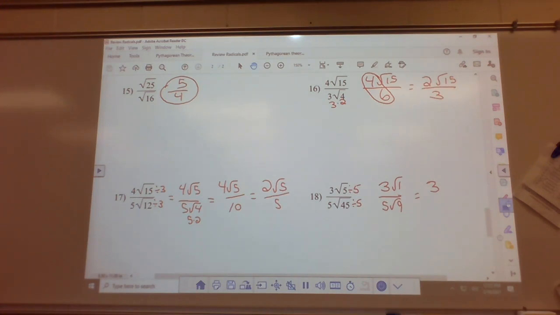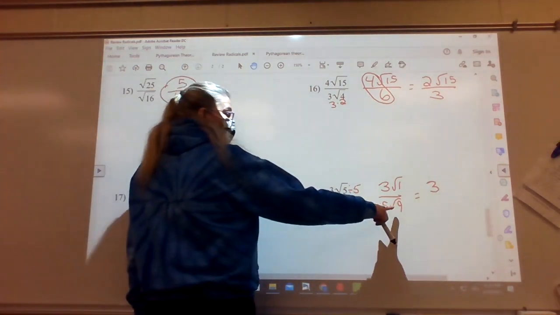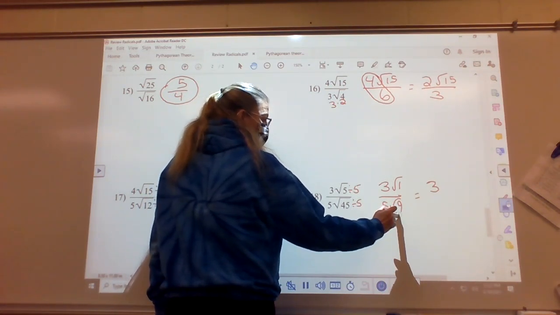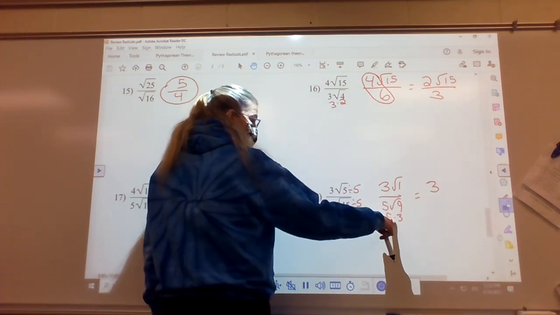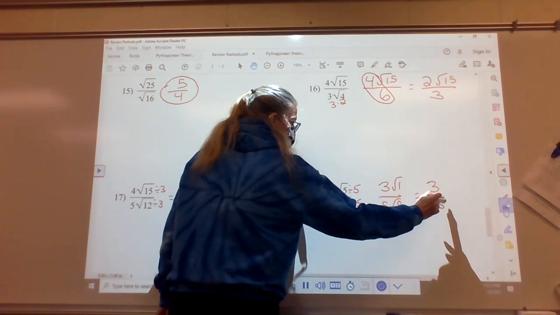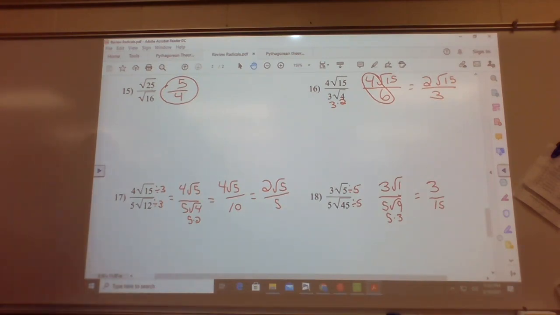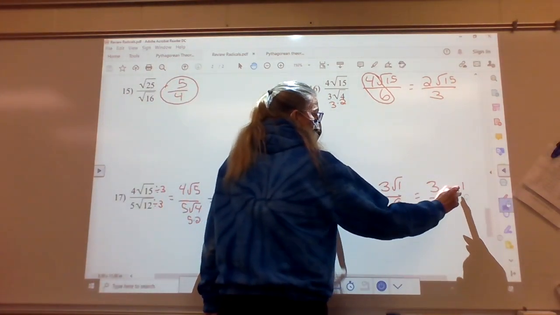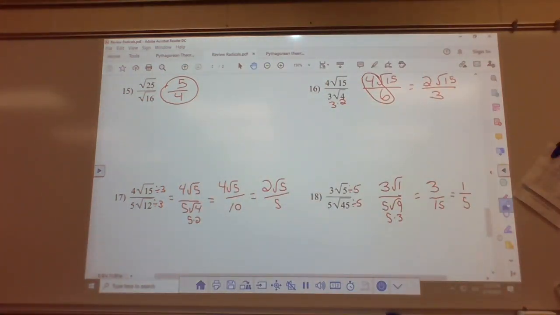The bottom, what can the bottom turn into? The radical 9, square root of 9 is 3. So I already had a 5. Square root of 9 turned into a 3. So 5 times 3, 15. So I get a 15 there. Now I do have one last reduction now. So 3 over 15 changes into 1 over 5.